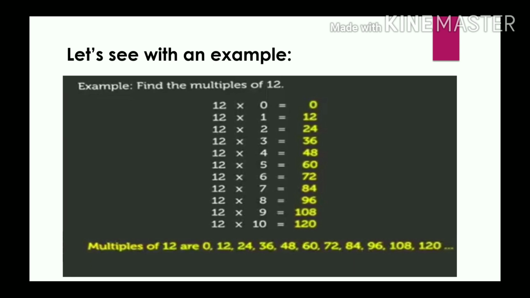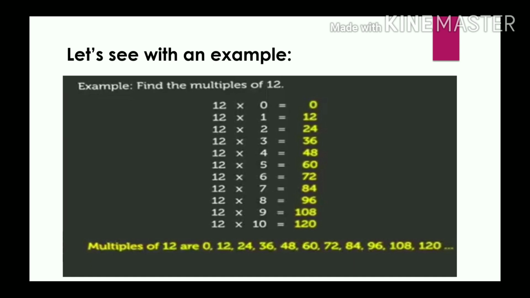12 multiplied by 6 is 72. 12 multiplied by 7 is 84. 12 multiplied by 8 is 96. 12 multiplied by 9 is 108. 12 multiplied by 10 is 120, and so on. So here the multiples of 12 are 0, 12, 24, 36, 48, 60, 72, 84, 96, 108, 120, and so on.